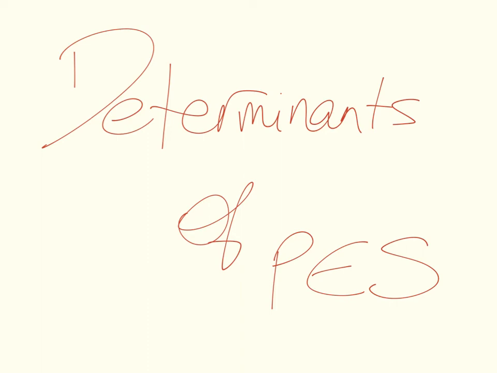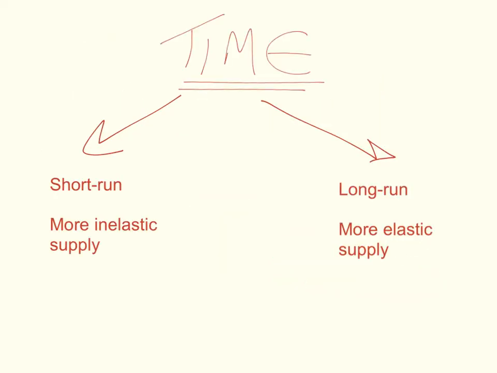This video will explain the determinants of price elasticity of supply, or the factors that influence the value of price elasticity of supply and determine that value. The first factor is time. Basically, in the short run and the long run, price elasticity of supply is quite different.